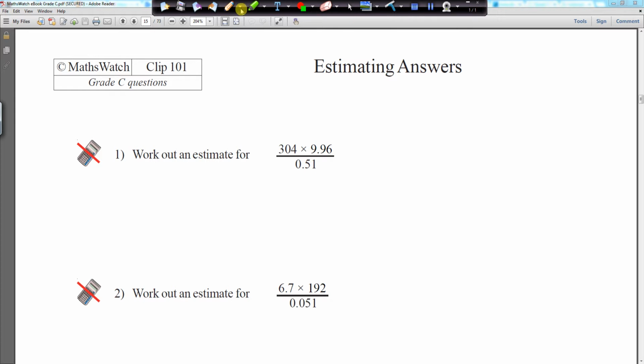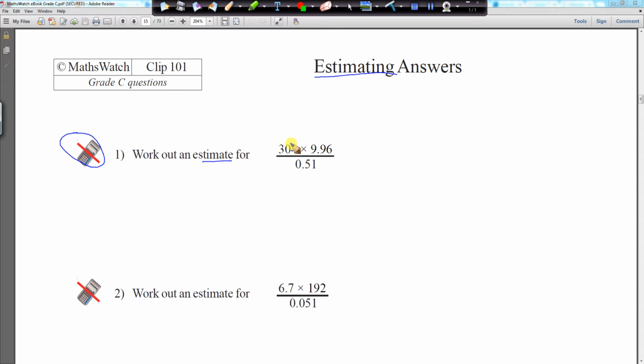Now, estimating answers is not another word for guesstimating. They're not supposed to just guess answers. We need to use technique. Now this is all non-calculator work. For the non-calculator paper, work out an estimate for 304 times 9.96 divided by 0.51.